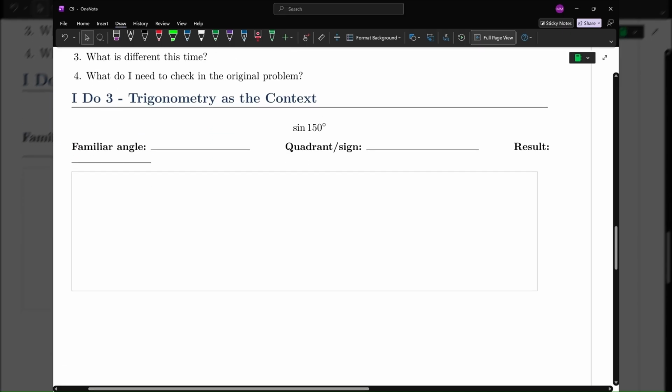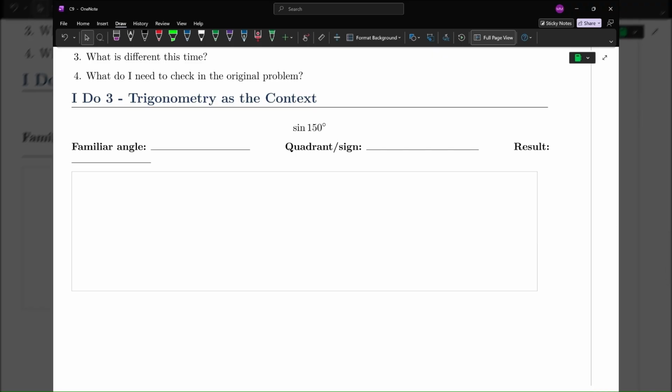So sine of 150. We want to evaluate that. Now we could use our unit circle, but let's try to move beyond the unit circle a little bit. 150 degrees is not one of our first special angles. So our question is going to be, what familiar angle is hiding inside? To do that, I often recommend just sketching it. So for 150, I'm going to sketch what a 150 degree angle looks like. Again, I know 90 degrees is here, 180 is here, 270 is here, and then 0 or 360 is here.